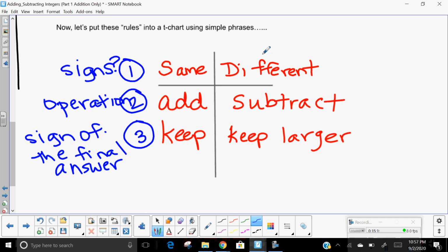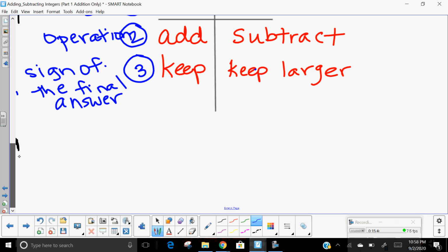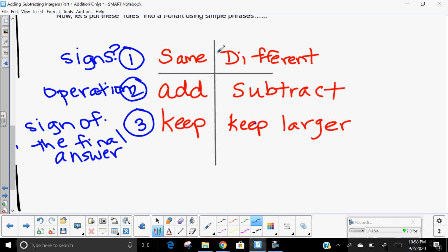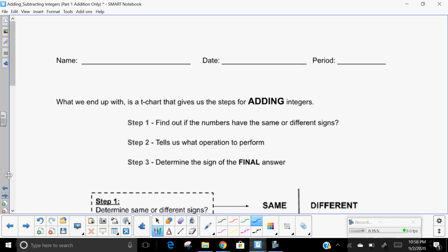Okay, but it's that simple. Just sing the song and do your T-table. This column tells you what to do when they're the same, and this column tells you what to do when the signs of the numbers are different. So same sign, add, different sign, subtract, same sign, keep the sign, different, keep the larger. You think you could do some problems like that? We always want to make sure we go back and write this T-table down, and it'll help us with solutions.